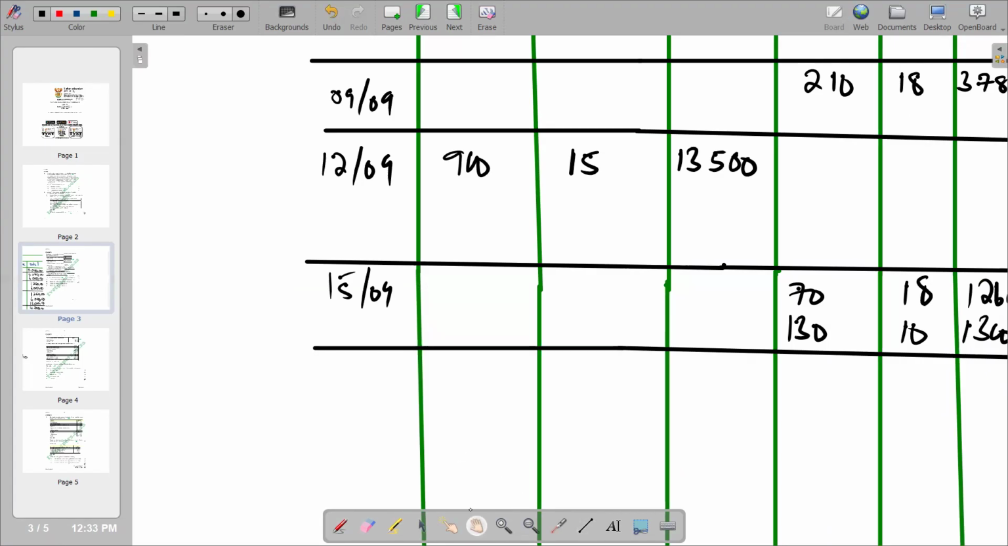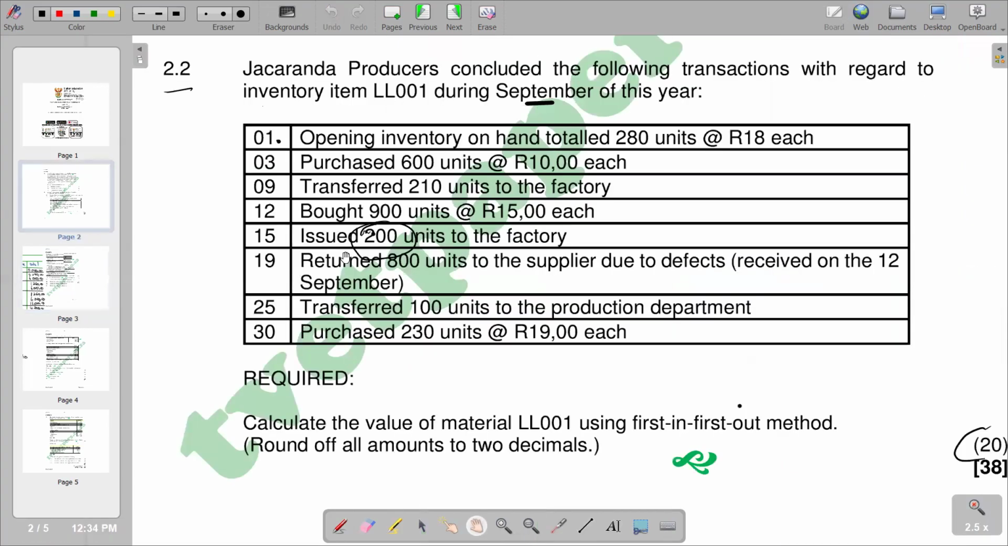So moving on to the next date, after 15, we have 19. If you check on the 19th, we returned 800 units to the supplier due to defects, and what is being returned is what was received on the 12th of September. So 12th September is here. We are returning 800 units out of 900, so it's only going to remain 100. 900 minus 800, then it remains only 100.